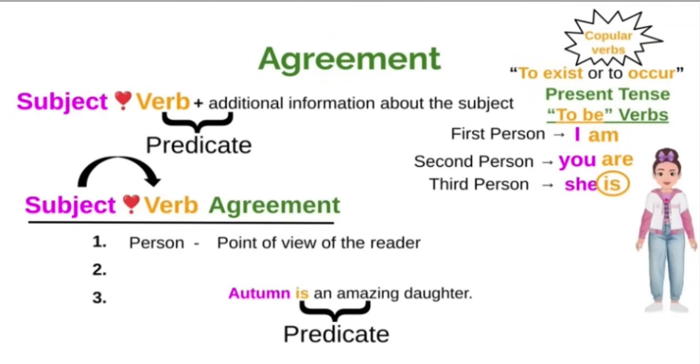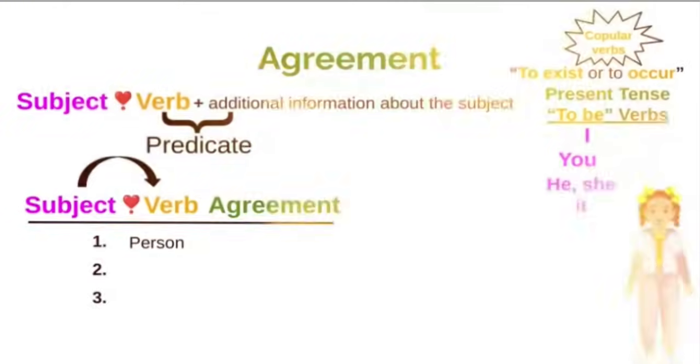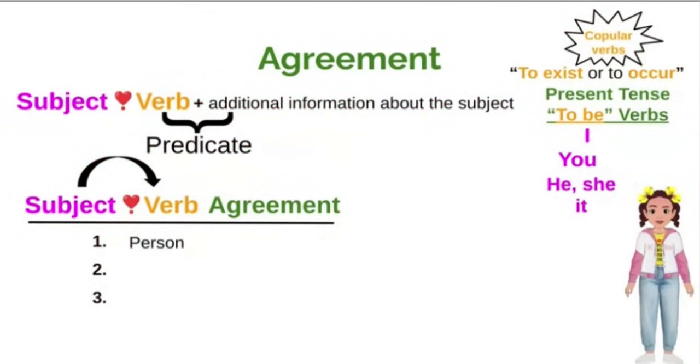Now, the additional information about Autumn is that she's an amazing daughter. That's the additional information. That would be the other part of our predicate. So in this sentence, the subject agrees with the verb in person. Next, the subject and the verb have to agree in number, singular or plural. Either or, they have to agree.